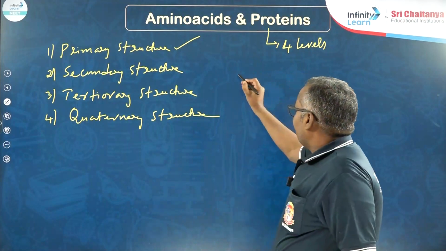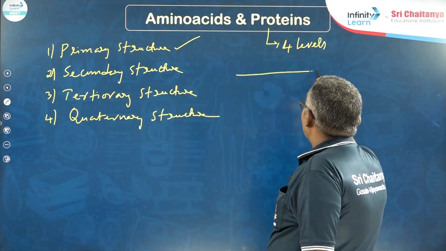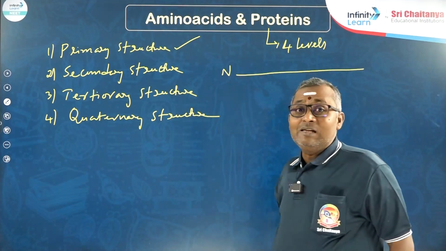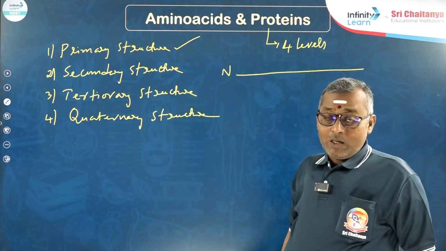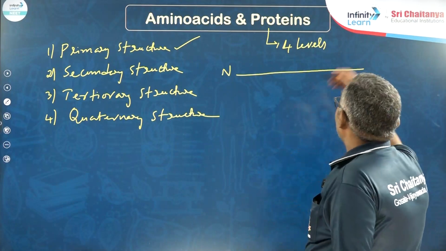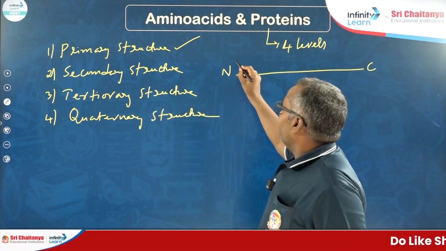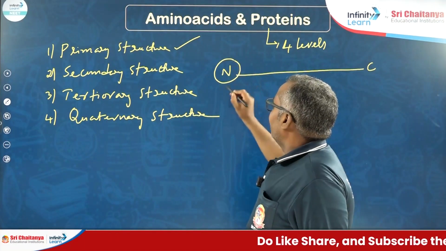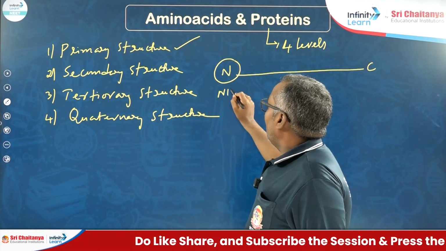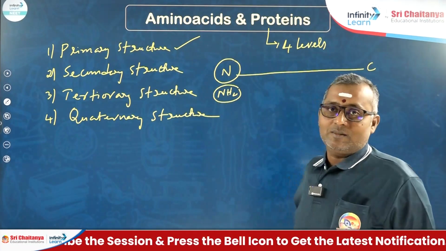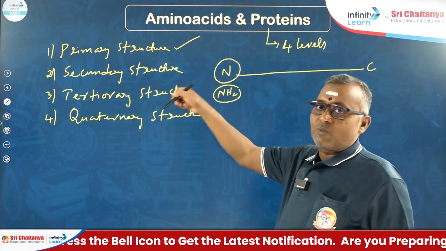If you depict the primary structure in the form of a line diagram, the left end is called the N terminus. Whereas the right end is called the C terminus. Here N represents that there is a free amino group at the left end of this protein thread.